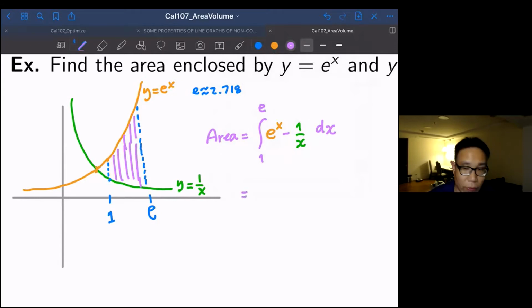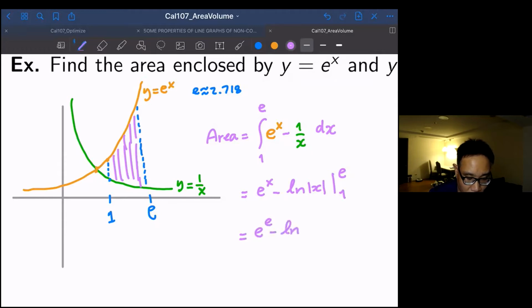And you're gonna integrate. You integrate e to the x, so it's going to be e to the x. Integrate 1 over x, so it's going to be log absolute x, from 1 to e. And this turned out to be e to the e minus log e, and you have e to the first minus log 1. Okay, and you have your final answer.